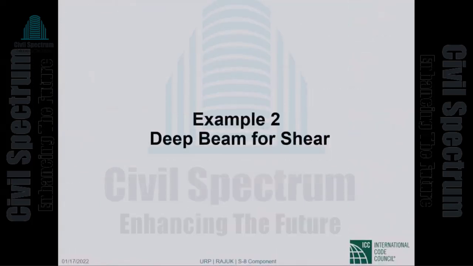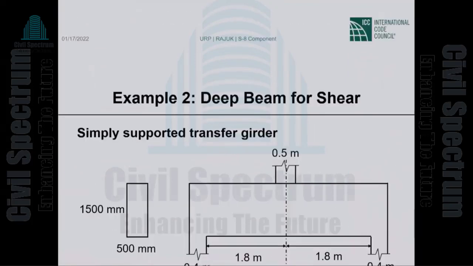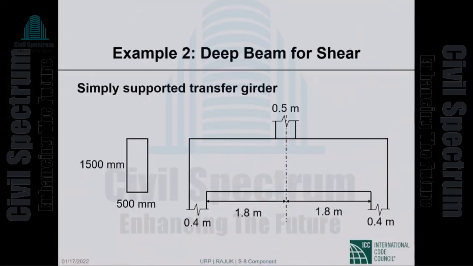Okay, let's do a deep beam for shear. This you will not find in too many places, so I think you will probably like it and it may be useful to you. So 1500 by 500 is the section. This is a deep beam. Well, we'll figure out whether it's a deep beam or not.